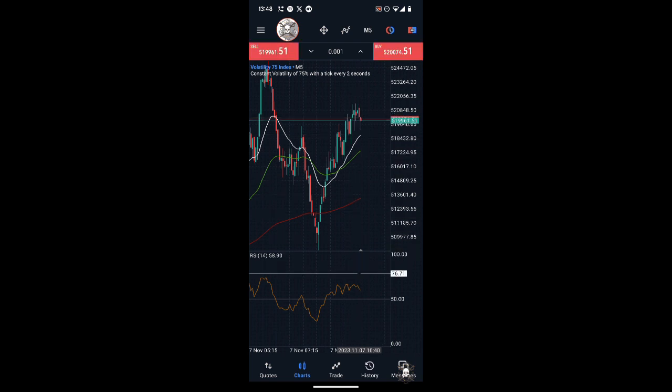The second confirmation is that the RSI has to be above the 50 level. That means it favors the bulls. If it's anything below 50, don't do it. Even if it touches 50, don't buy. Just wait for all the confluences to be in order: 21, 50, 200, and the RSI above the 50 level. That's the second thing.